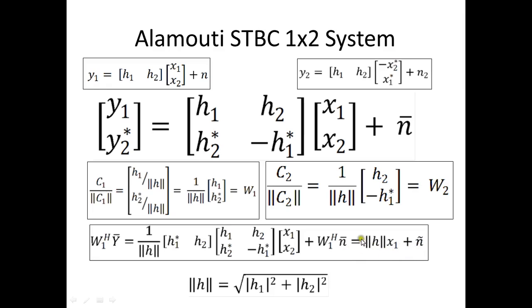That means in time instant 1 the received symbol is decoded and is dependent upon the symbol transmitted by transmitter 1, and similarly it will be found that in time instant 2 the received symbol is dependent on the transmitted symbol by transmitter 2, and h double bar is given as the square root of h1 mod square plus h2 mod square.